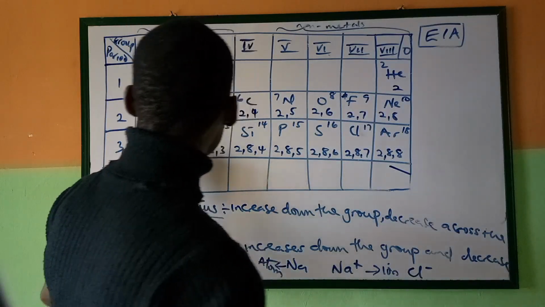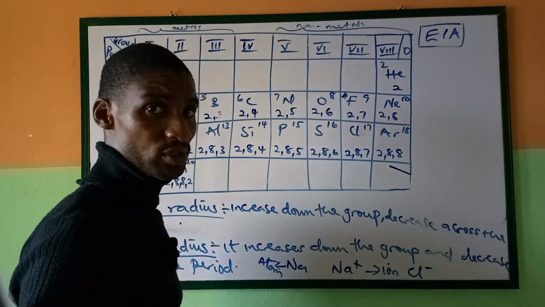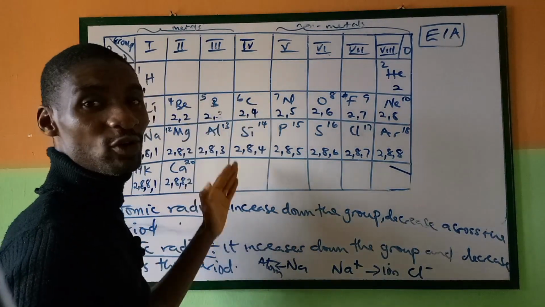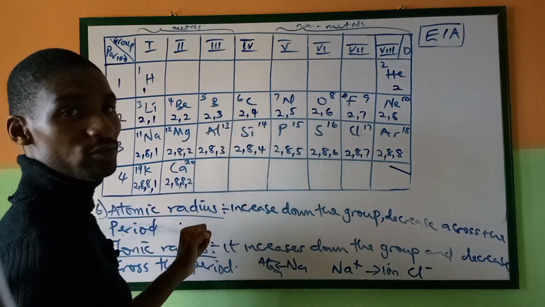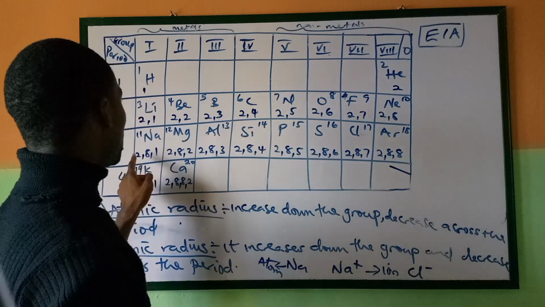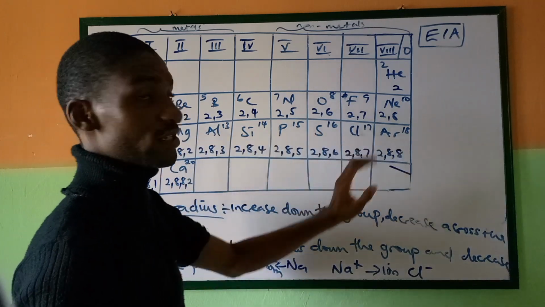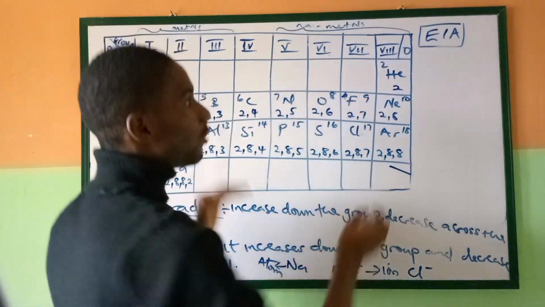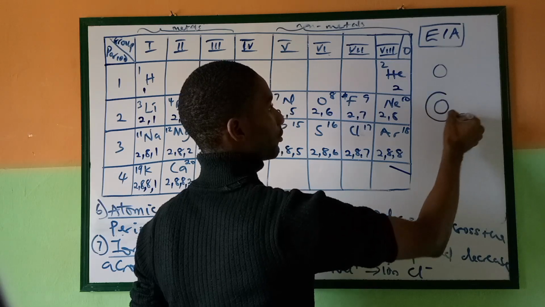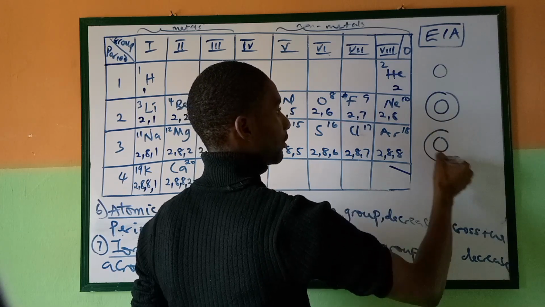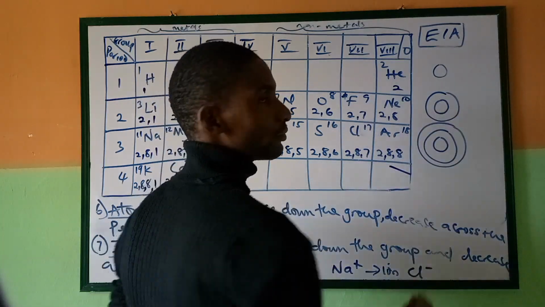Members of the same period have the same number of electron shells, while members in the same group have the same number of electrons in their outermost shell. So this group 3, they have 3 in the outermost shell. This is period 3, they all have 3 shells. This 1 2 3, 1 2 3, 1 2 3, all of them are in the same shells. So period 1, they have just 1 shell. This is period 2, 2 shells. Period 3, 3 shells. And then period 4, 4 shells.